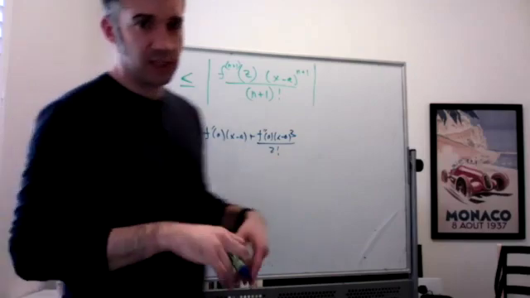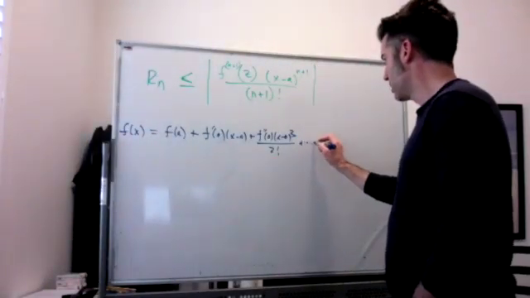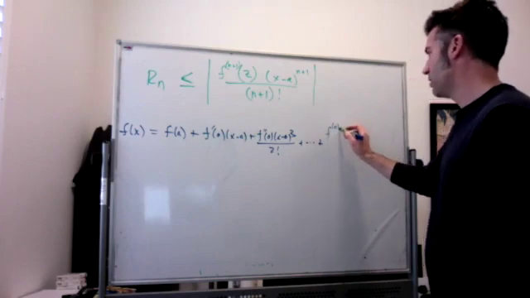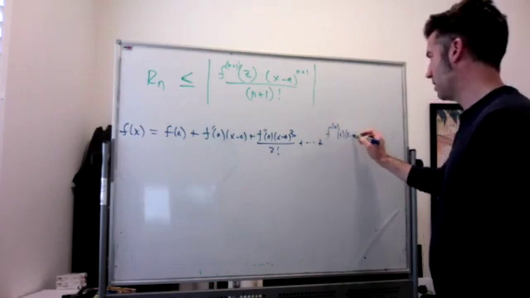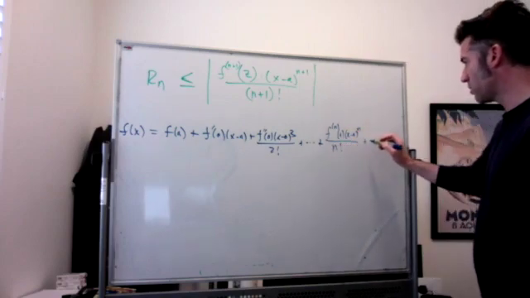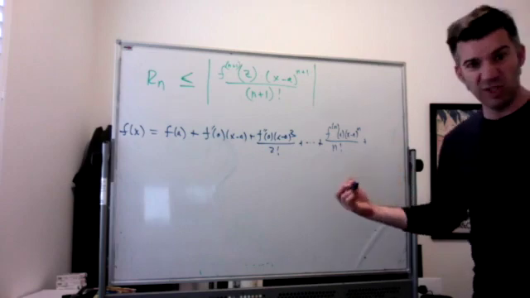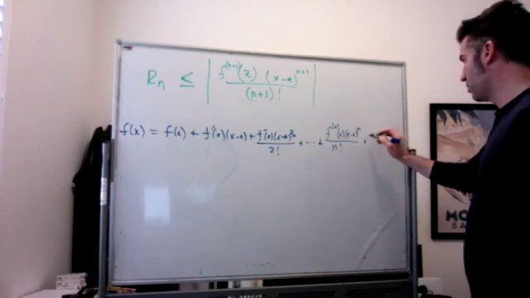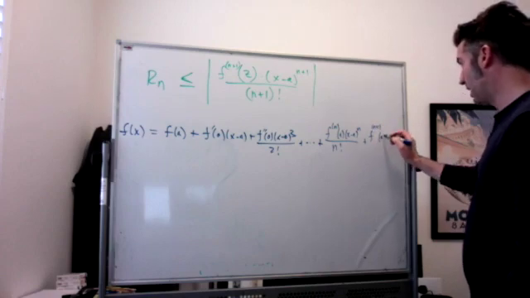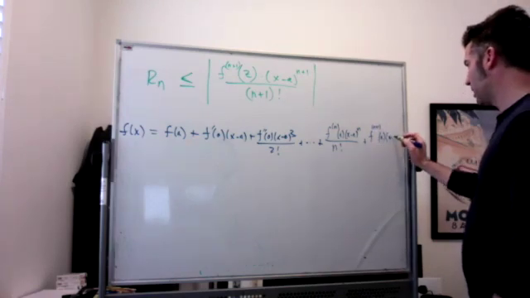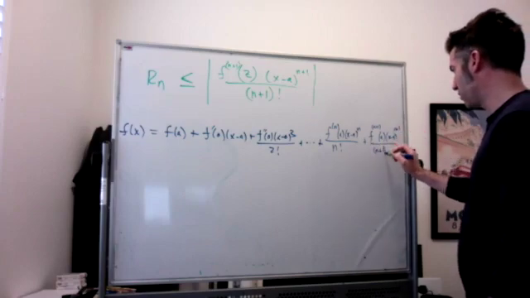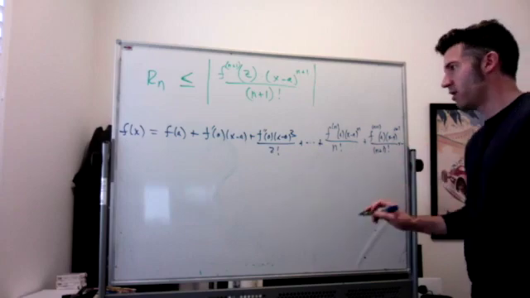All right, we get these terms, and we keep going. So we get to the nth term, which is going to be the nth derivative at a times x minus a to the n over n factorial. And then the next term is the n plus 1 derivative at a times x minus a to the n plus 1 over n plus 1 factorial plus more stuff. So here's the deal.